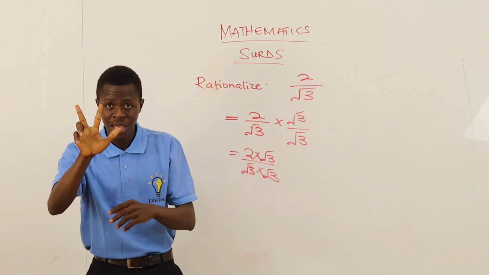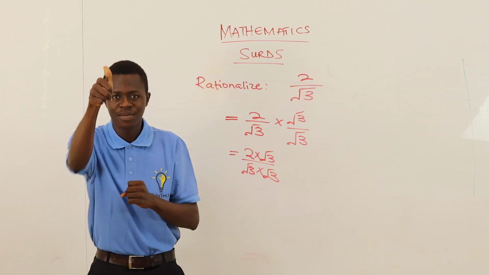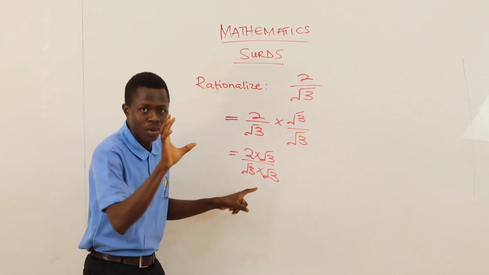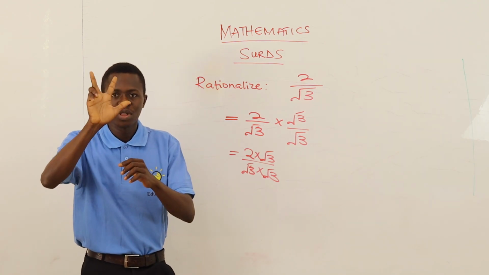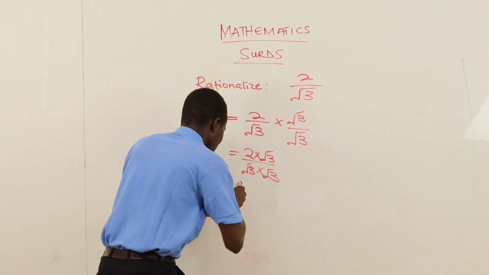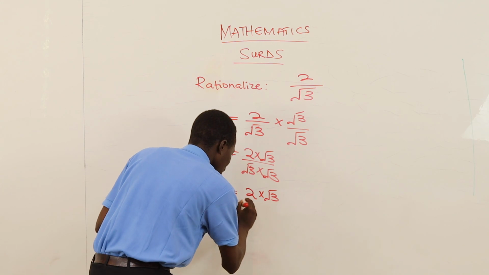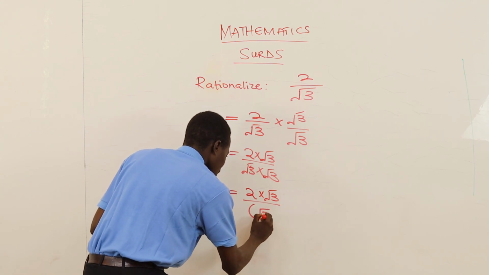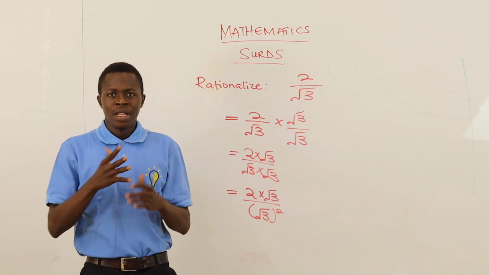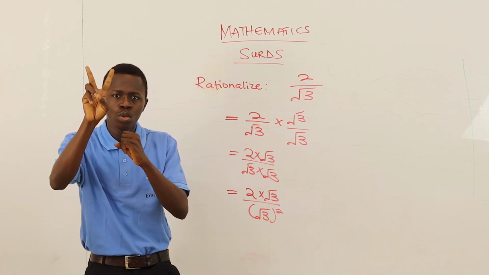Now, with regards to the denominator, you know we have square root of 3 multiplied by square root of 3. What would the answer be? Yes, it would be square root of 3 to the power 2. So we pick one of the surds and then raise to the power 2 because they are the same. So we are going to have 2 multiplied by square root of 3, then square root of 3 all to the power 2. That is fine.